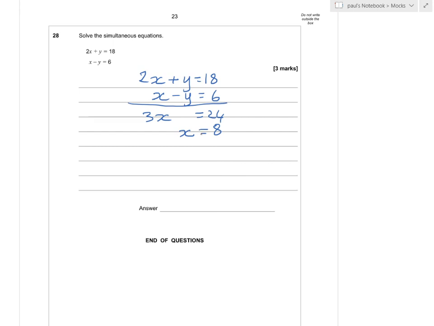Now I'm going to plug in the value 8 into maybe the first one. It doesn't matter which one. So I get 2 times 8 plus y equals 18. So 2 8s are 16 plus y equals 18. So if I subtract 16, y will equal 18 take away 16, which is 2. Just to double check, y is 2 and x is 8. And there you go, that's the end of that one.